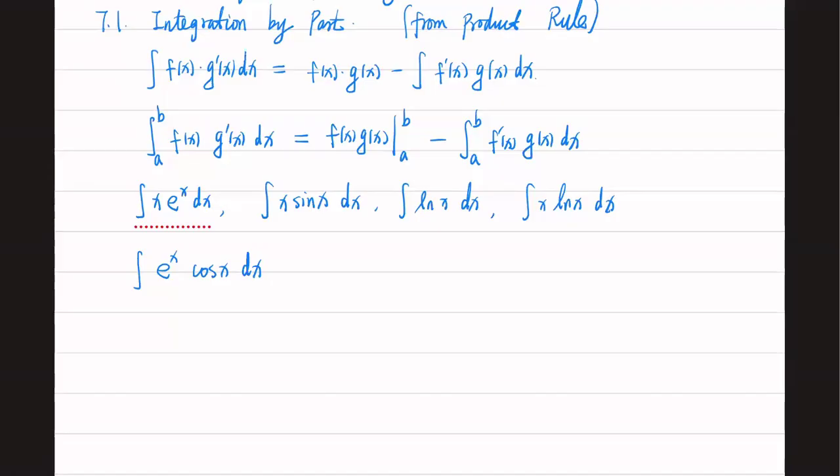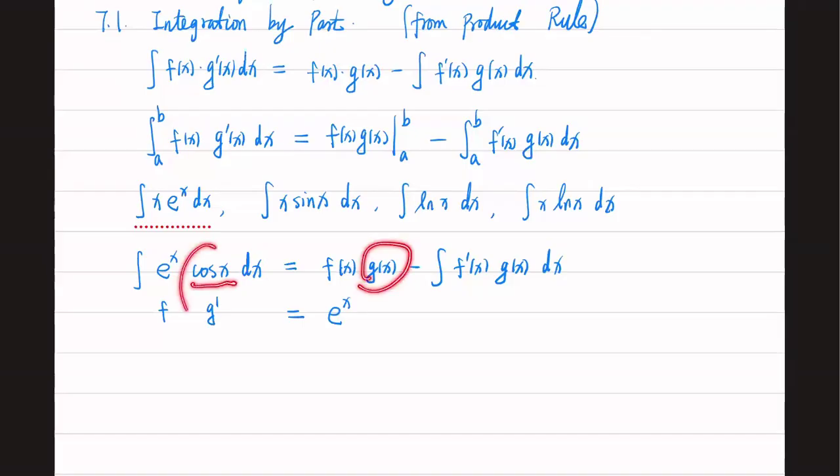Okay, let's try that. We're going to set f g derivative, f(x) g(x) minus f derivative g(x) dx. In this setting, f is e to the x. G derivative is cosine x with g sine, okay. Now we find the derivative. G is sine.